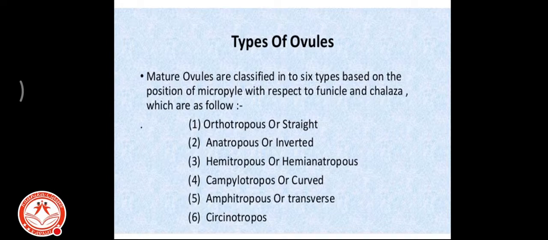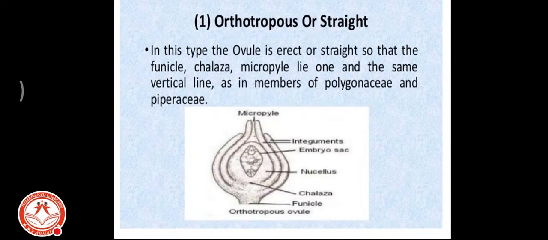Now there are various types of ovules. Mature ovules are classified into 6 types based on the position of micropyle with respect to funicle and chalazal end. So there are 6 types: orthotropous, also known as straight ovule; anatropous, inverted ovule, or the most common type of ovule; hemitropous, campylotropous, amphitropous, and circinotropous.